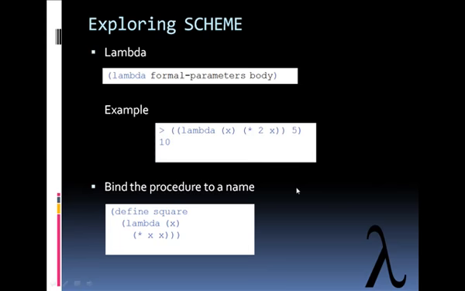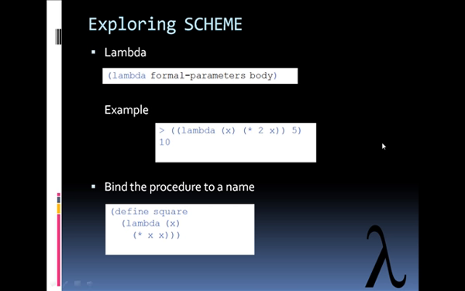Lambda. The lambda expression has the following syntax: lambda, formal parameters, body. The keyword lambda is followed by a list of arguments, zero or more, and a body. A lambda expression evaluates to a procedure which can be applied to appropriate arguments. When the procedure is applied, the arguments are bound to the corresponding values and the body is evaluated.